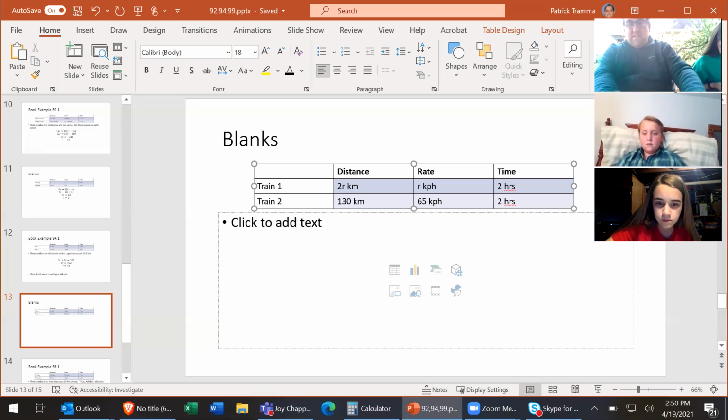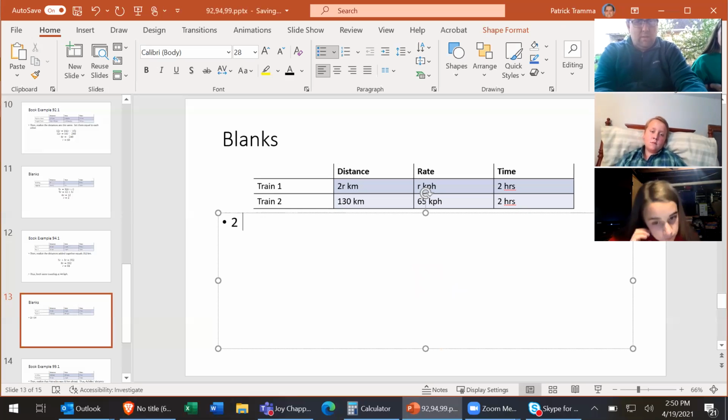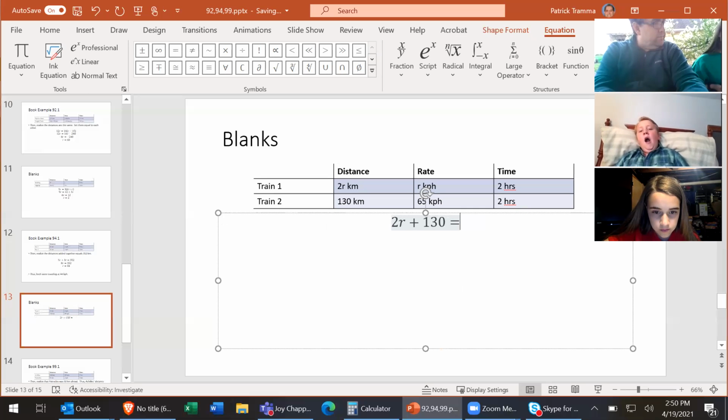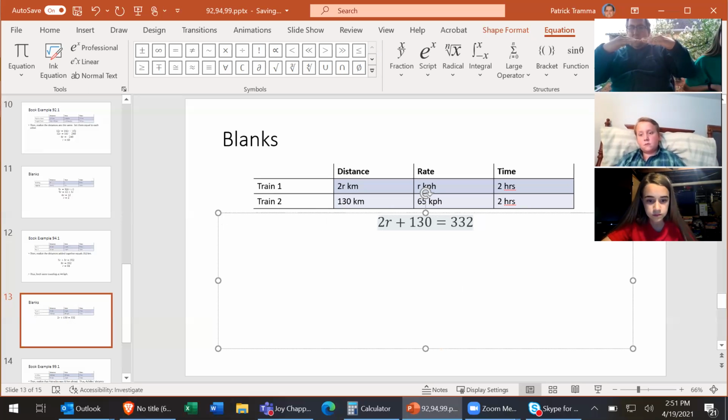So it's the same setup as the last one. What's the distance between the two? 332 kilometers. So 2R plus 130 equals 332 kilometers, right? Because the distance the first train traveled plus the distance the second train traveled equals the entire distance between the two cities.